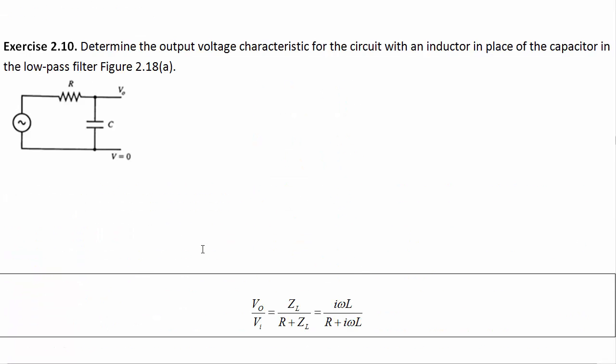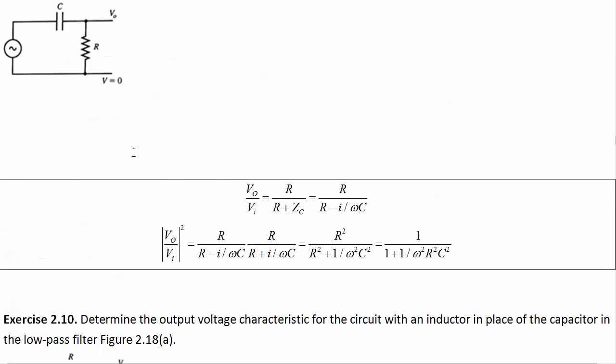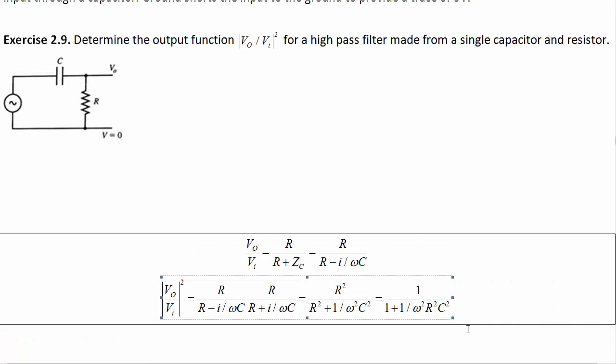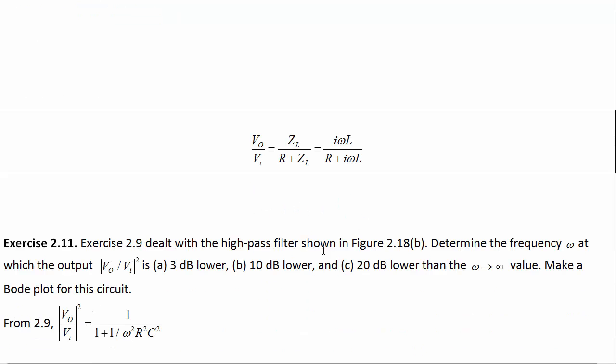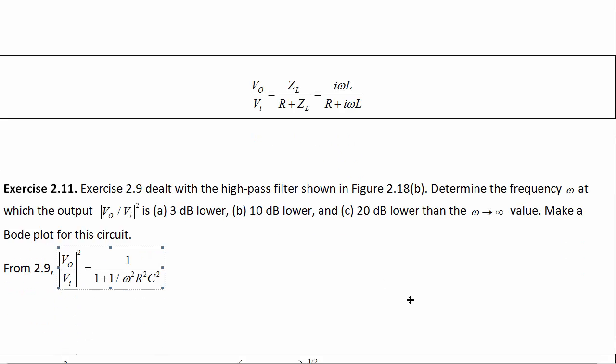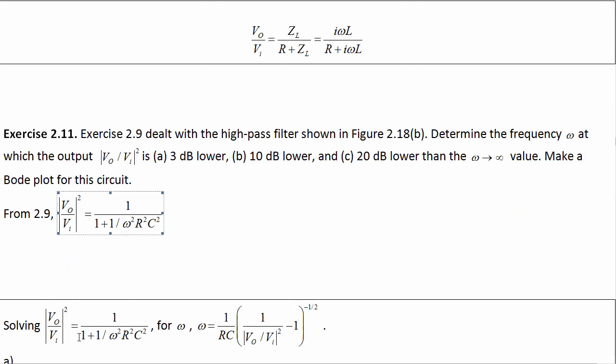So this is going back to the one that we just did, where we found the transfer function for this high pass filter. What you have to do now is crunch some numbers and figure out where it is that we're going to have a 3 decibel lower signal, 10 decibel lower, and 20 decibel lower signal than the high frequency value, which is a 1.